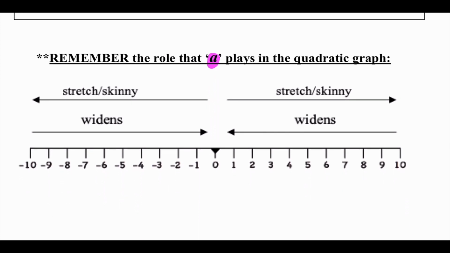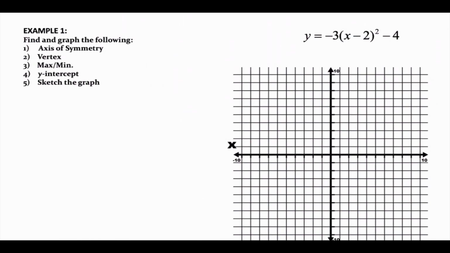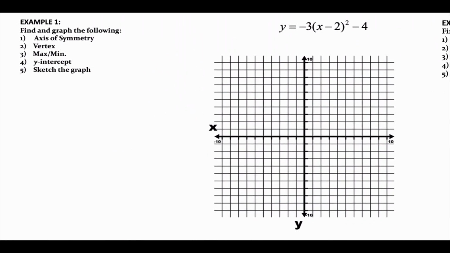Okay, so remember, A has 2 jobs. Arrows up, arrows down, also wide and skinny. How do I know if it's getting skinny? The farther away A is from 0, it's going to be skinnier, skinnier, skinnier. The closer it is to 0, it's going to be wide. Okay? That's how you know. So A still does the same thing. The only thing that hasn't changed is A. So let's go to the back. Let's go to example number 1 now.